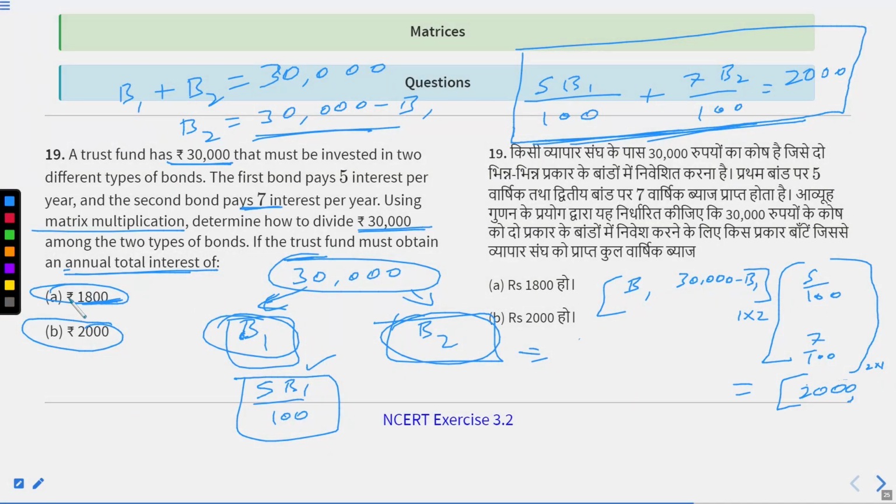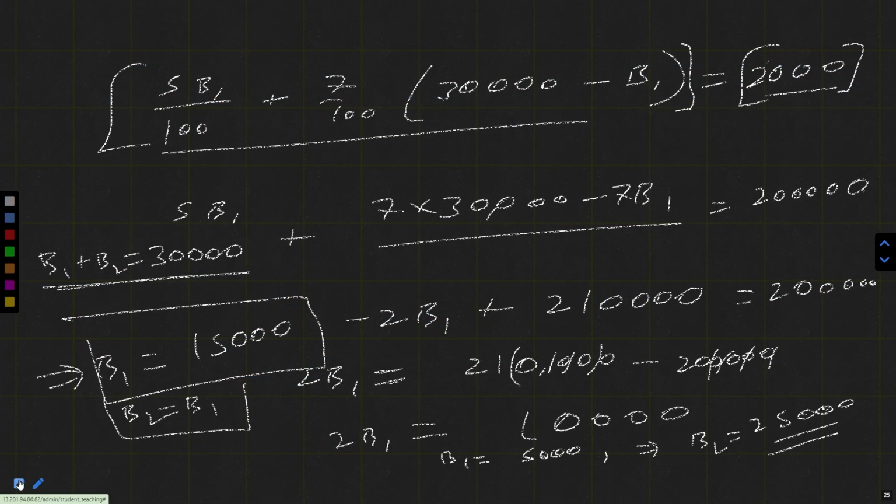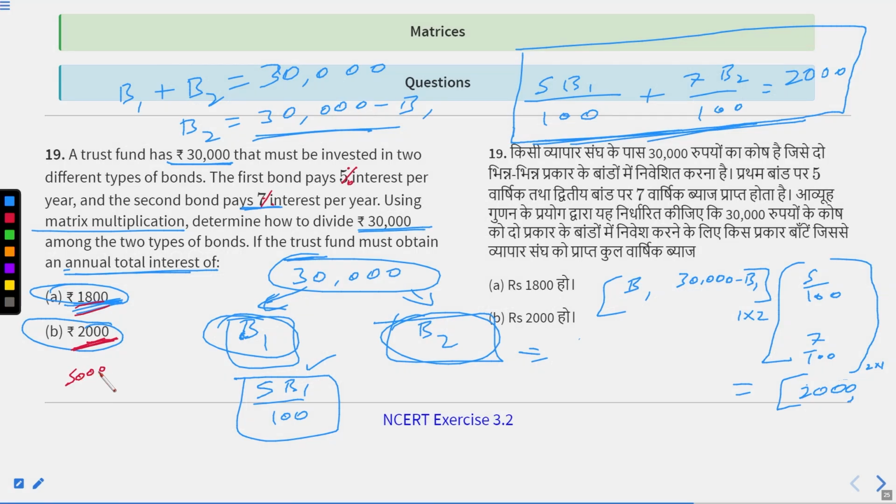If you want this much of your annual total interest, then you must invest 15,000 in bond 1 and 15,000 in bond 2. Okay, bond 2. And if you want this much of your total interest, then you must put your 5,000 in bond 1 and 25,000 in bond 2. Okay, clear? Okay, let us move to next.